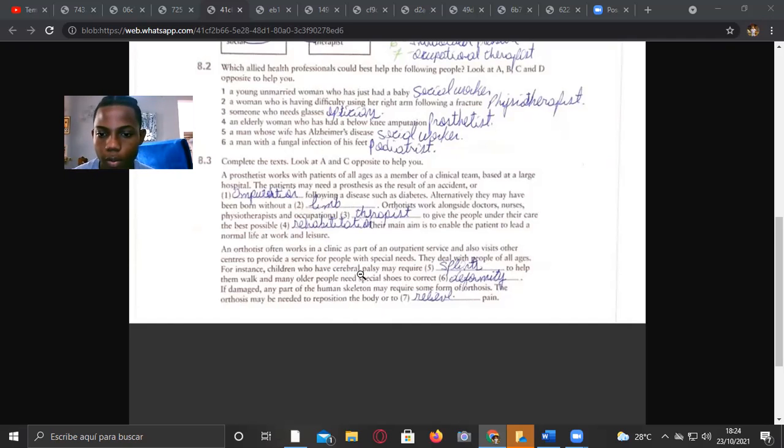children who have cerebral palsy may require splints to help them walk, and many older people need special shoes to correct deformity and damage. Any part of the human skeleton may require some form of orthosis. The orthosis may be needed to reposition the body or to relieve pain.